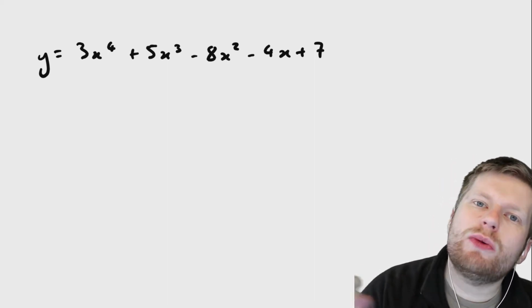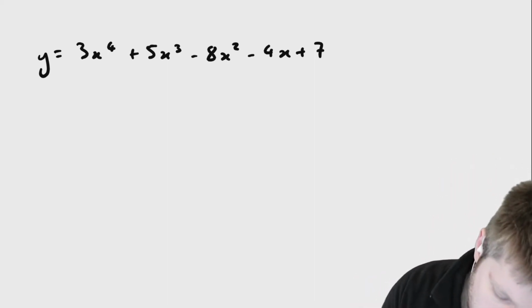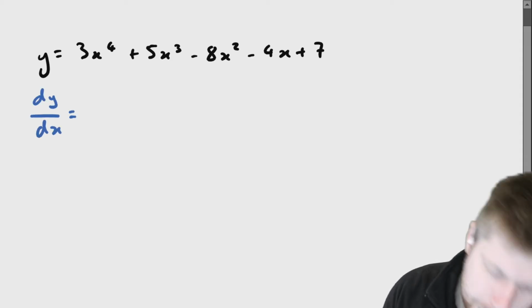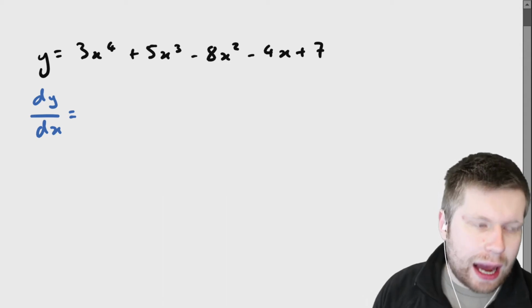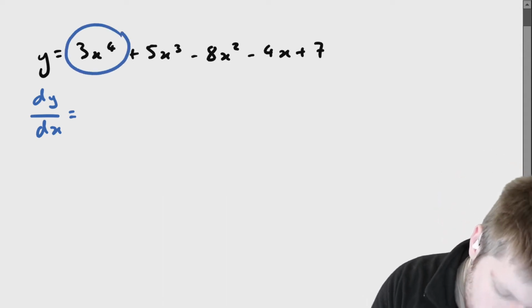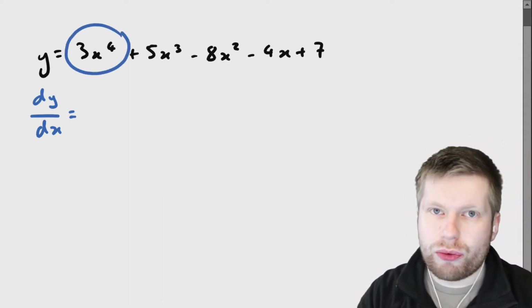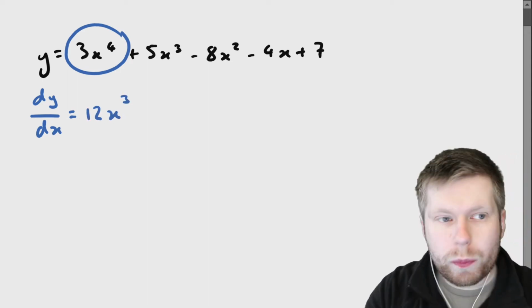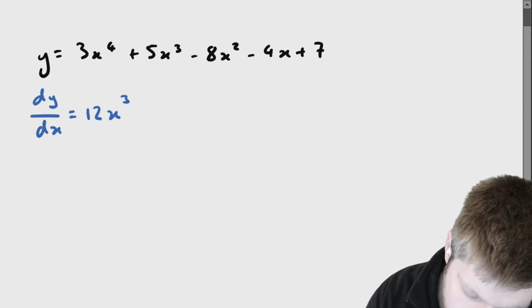So in other words, I need to differentiate this. Just remember, to differentiate, I'm going to write this as dy by dx, okay? I need to bring the power down, so in this case, I'll just deal with it term by term. Bring the power down, I get 3 times 4, which is 12. Then I reduce the power by 1, so the 4 becomes 3. Okay, and I just do that for every single term.